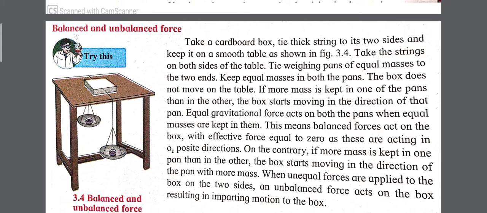So equal gravitational force acts on both the pans when equal masses are kept in them. This means balanced forces act on the box with effective force equal to zero, as they are acting in opposite directions. On the contrary, if more mass is kept in one pan than in the other, the box starts moving in the direction of the pan with more mass. When unequal forces are applied to the box on the two sides, an unbalanced force acts on the box, resulting in imparting motion to the box.